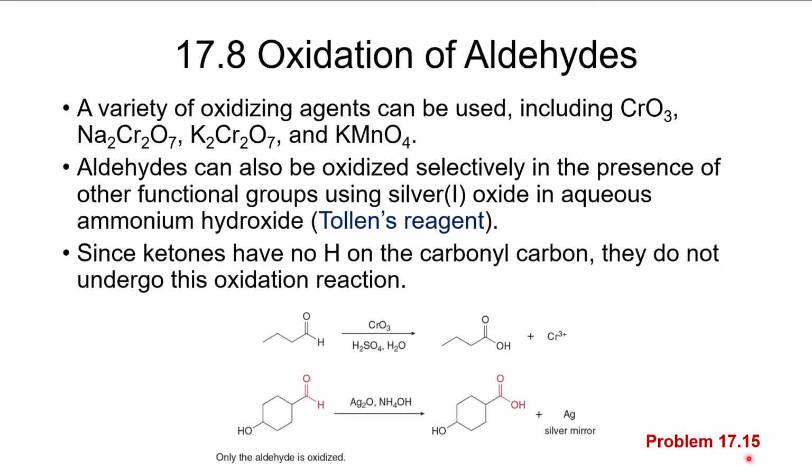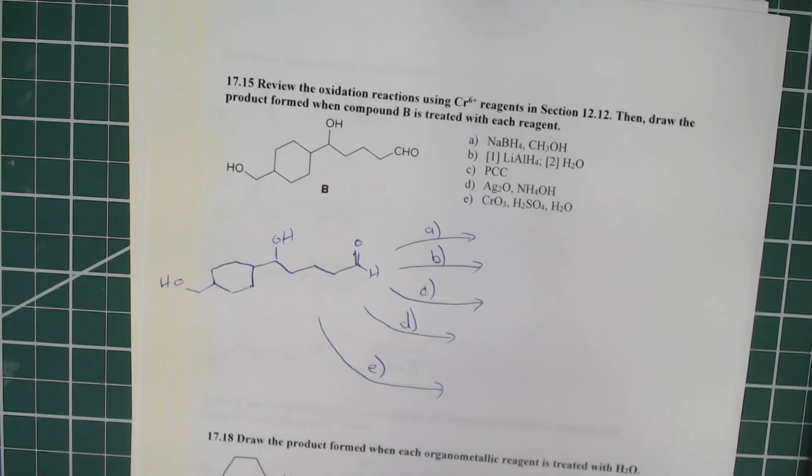So, all right, let's look at number 15 on the in-class assignment. Since the ketones don't have the hydrogen on the carbonyl, they do not undergo this. So we don't oxidize ketones, we don't oxidize alcohols, we only oxidize the aldehydes. Pretty cool. So let's go to number 15 on our in-class assignment. I'll switch over here.